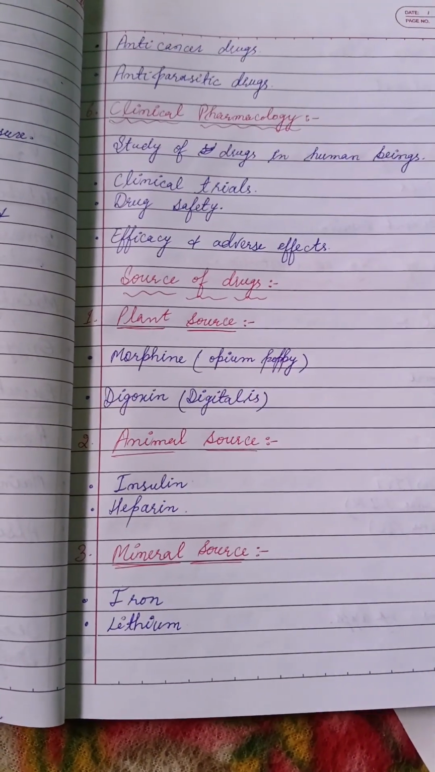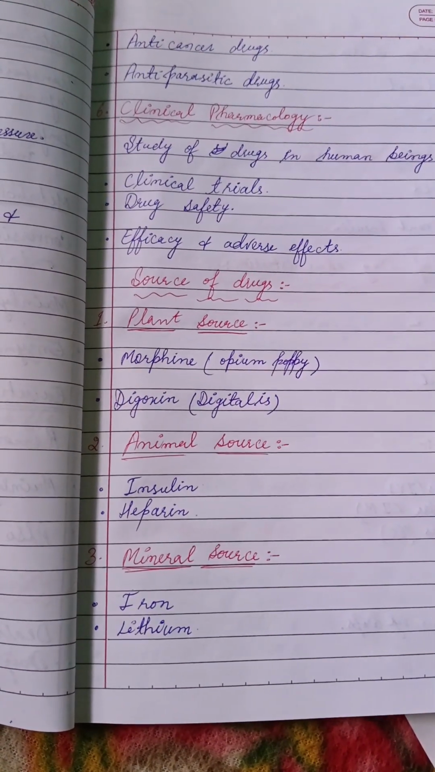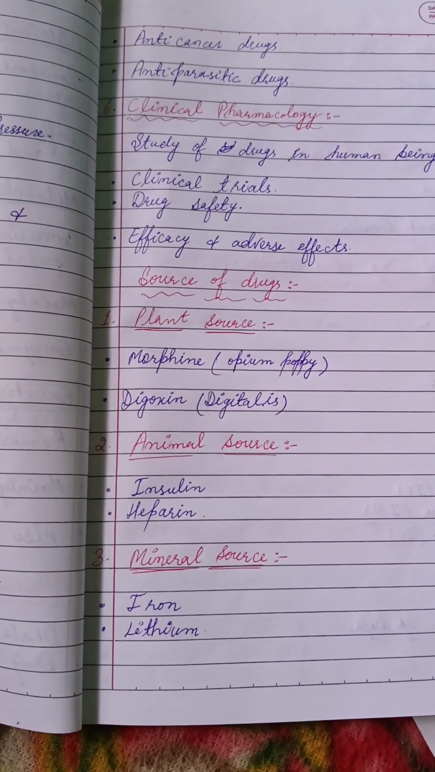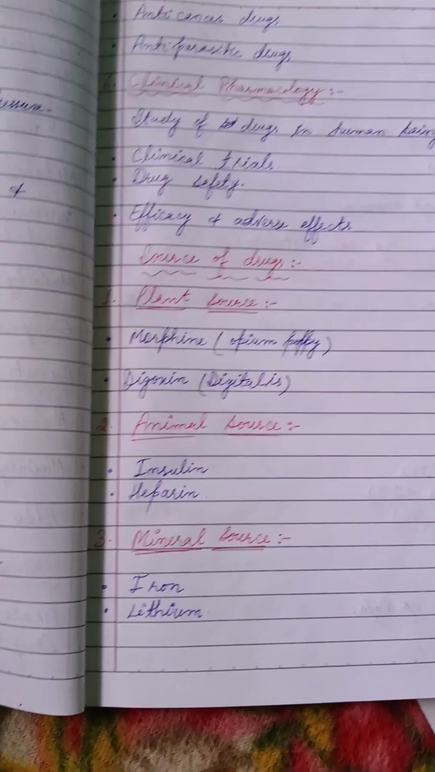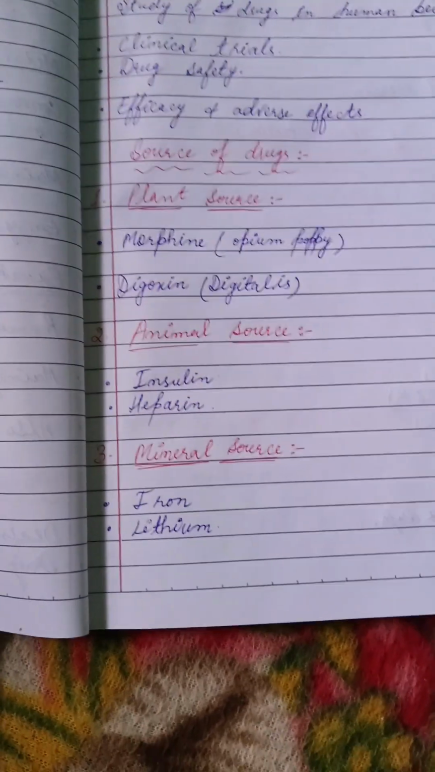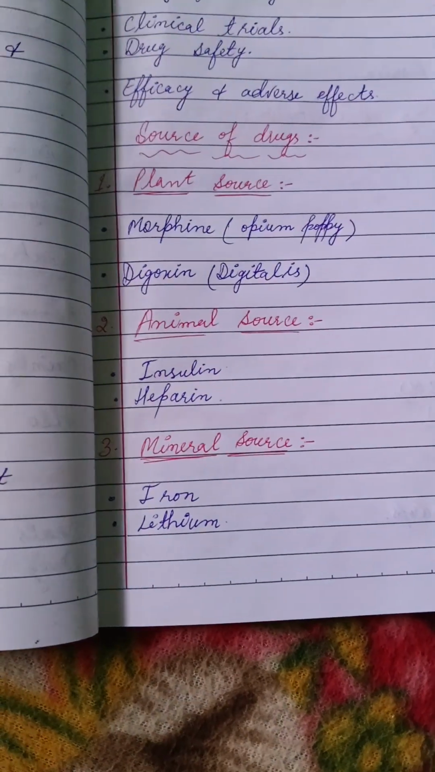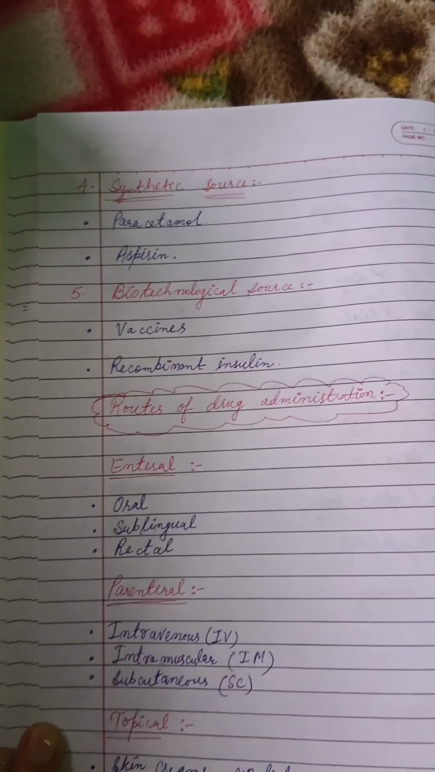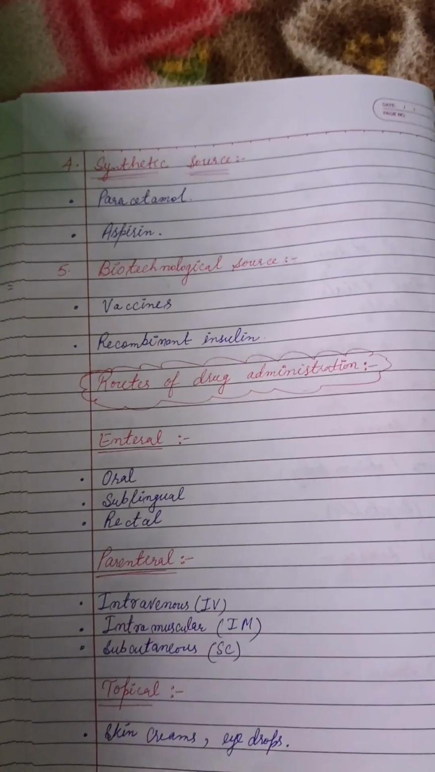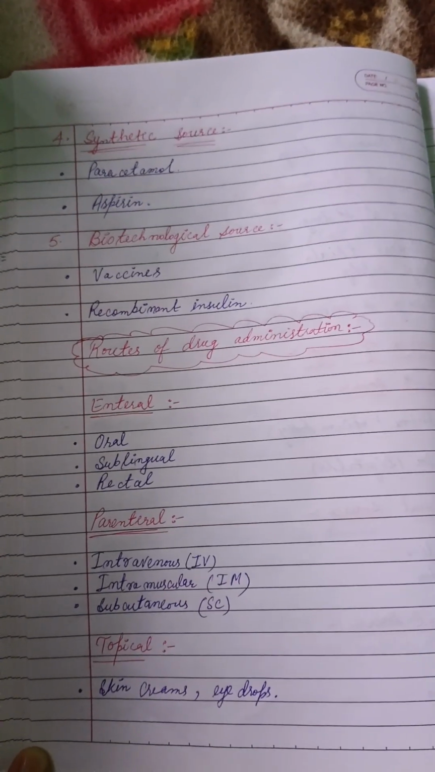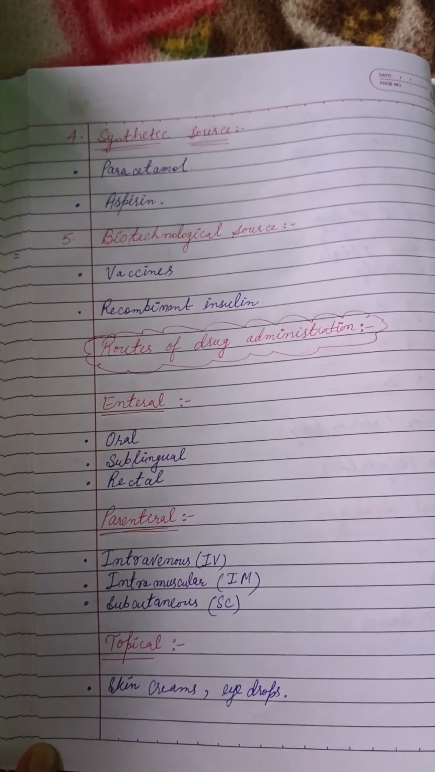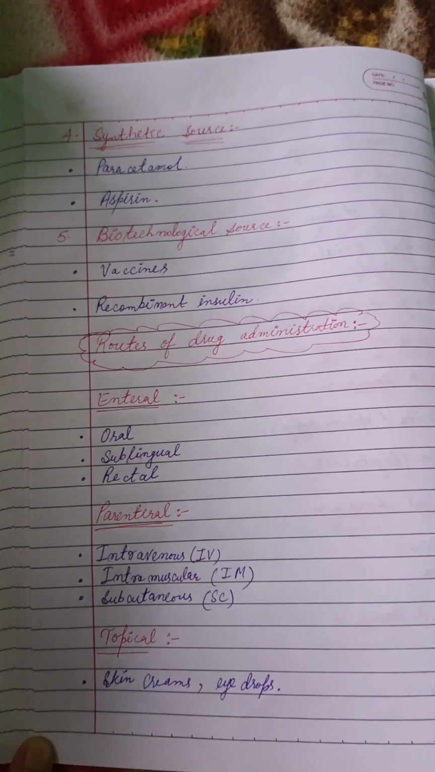Sources of drug. Plant source: morphine from opium poppy and digoxin from digitalis. Animal source: insulin and heparin. Mineral source: iron, lithium. Next one is synthetic source: paracetamol and aspirin. Next one is biotechnological source, that is vaccines and recombinant insulin.